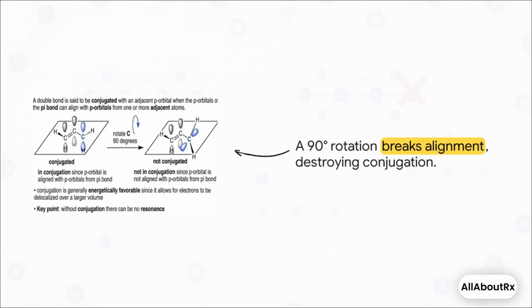But here is the absolute golden rule you have to remember. If you rotate a carbon by just 90 degrees, you completely break that alignment. Continuous geometry is mandatory for this whole thing to work. If you do not have continuous p-orbital alignment, there can be absolutely no resonance. It's a total deal breaker.